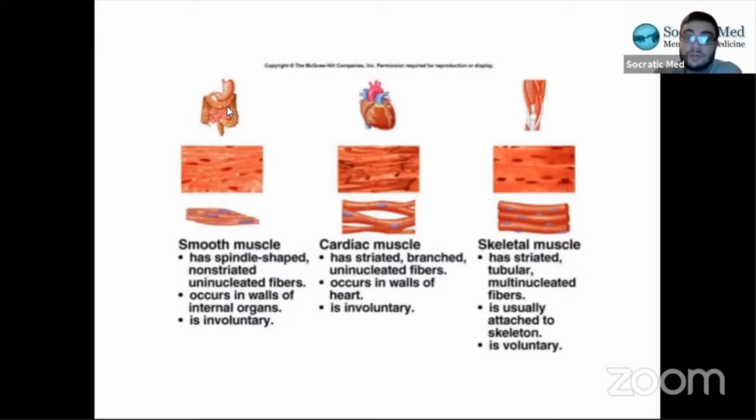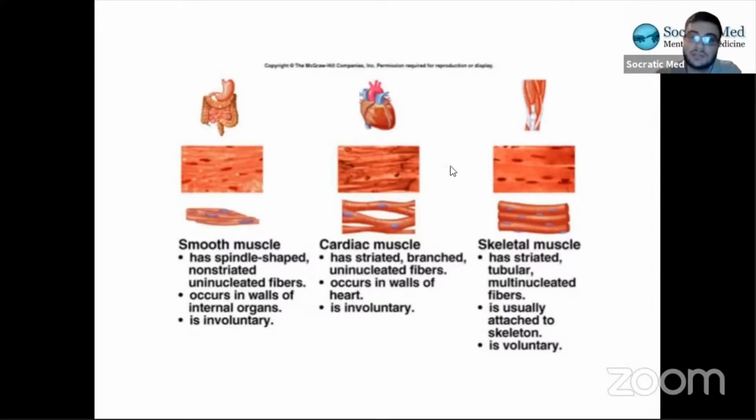The muscles are controlled involuntarily. You don't voluntarily control whether or not your stomach expands or contracts, or whether your blood vessels contract or expand. Your body does that automatically for you, right?